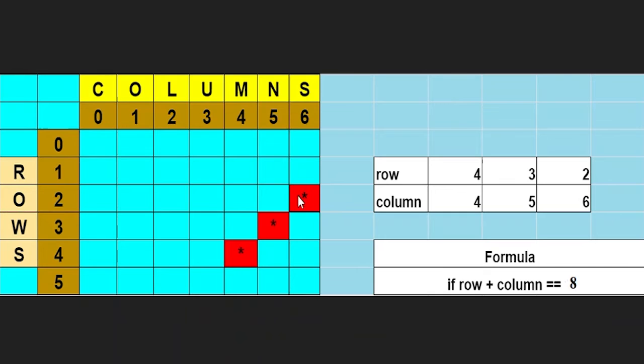Here you can see this is the fourth part of the output, and here the row value changes from 2 to 3 and then 4, and the column values are 4, 5 and then 6. So let me tell you the relation between the row and the column here. You can see rows are 4, 3 and 2, and the column values are 4, 5 and 6. You can see 4 plus 4 is 8 here, 3 plus 5 is 8 here, and 2 plus 6 is also 8. So the formula for this part of the output can be if row plus column equal 8.